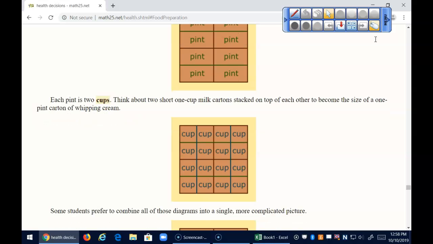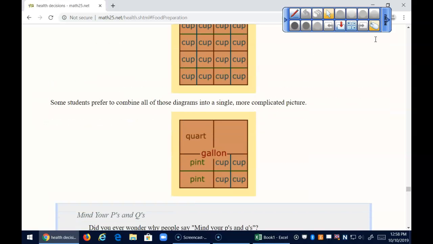And you could put all the pictures together, say, there's 16 cups in a gallon, or 8 pints in a gallon, or 4 quarts in a gallon. Some of you will put that picture in your notes, and others of you won't need to. Whatever makes sense to you. That's a good picture.